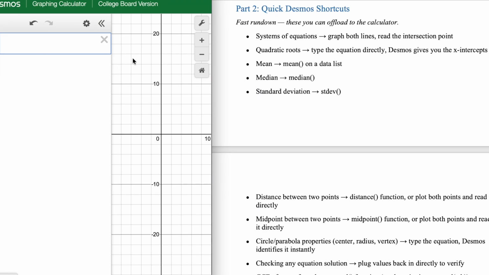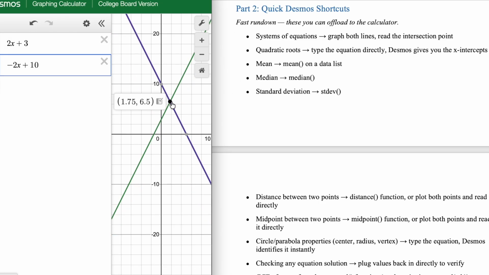So here for a system of equations, if you're given two equations, say 2x plus 3 and then negative 2x plus 10, wherever they intersect, that is the solution to the point. So here this is where they intersect, so that's the solution to the graph.